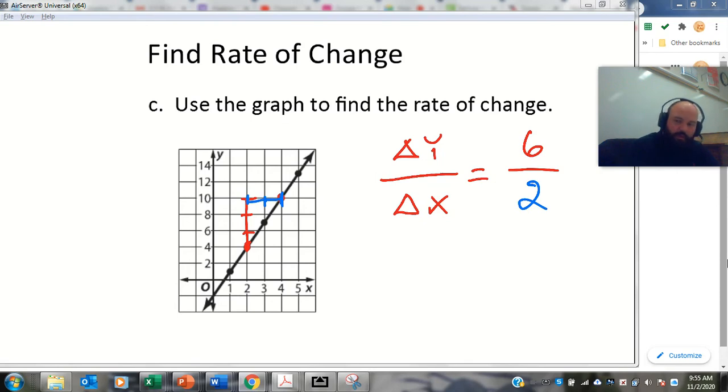Now this one's a little bit trickier of a problem because the scaling is not the same. What I'm talking about is if you look at the bottom numbers, they count 1, 2, 3, 4, 5. But if you look at the side numbers, they count by twos, 2, 4, 6, 8. So you've got to be really careful when you're scaling that you do count correctly. In this case, we went up from 4 to 10, so that was an increase of 6, and then we went over from 2 to 4, which was an increase of 2. So you can see my slope is 6 over 2, and that will reduce, they're both divisible by 2, that turns into 3 over 1.